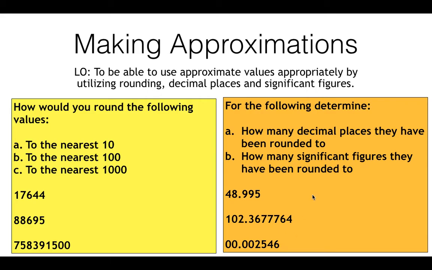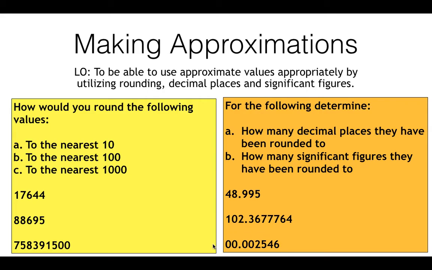Significant figures are a little bit different, and we count every single one of the figures for significant figures. So in this first one, it's been rounded to 1, 2, because we count before the point as well, 3, 4, 5 significant figures. The second one, 1, 2, 3, 4, 5, 6, 7, 8, 9, 10 significant figures.